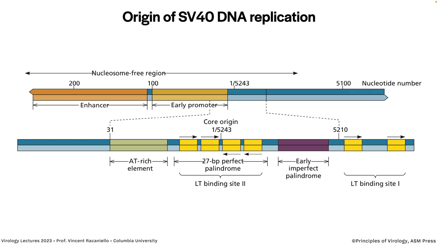Then you have what are called LT binding sites. LT is large T antigen, which is the one protein encoded in the SV40 genome that gets DNA synthesis started. So we're going to see how that works in a moment. So the origin has a number of unique sequences, AT-rich sequences, large T binding sites. And you can see it overlaps with the early promoter.